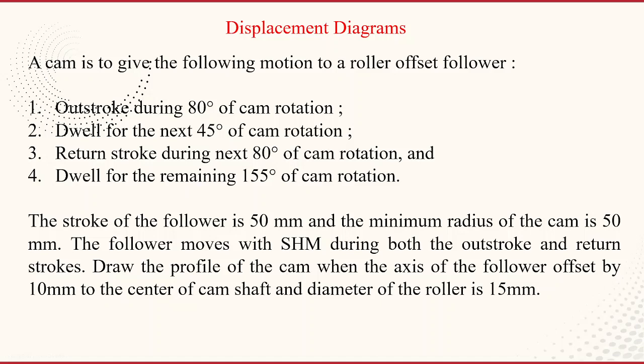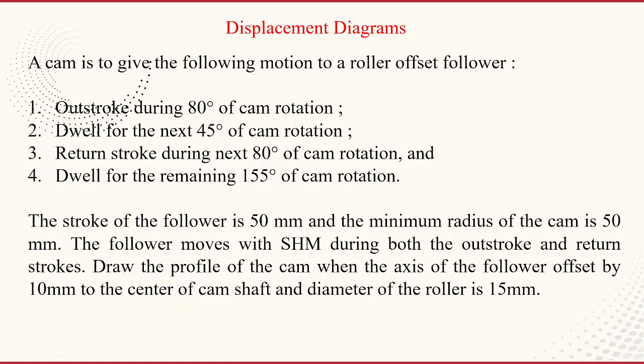So in this problem, the sequence of operations of the follower is given. First outstroke, that is 80 degrees, followed by dwell 45 degrees. Next return stroke 80 degrees, followed by dwell 155 degrees. And stroke of the follower, that is maximum lift of the follower, is given 50 mm and minimum radius of the cam is given 50 mm. The follower moves with simple harmonic motion, both the outstroke and return stroke. The motion of the follower is given, that is the simple harmonic motion.